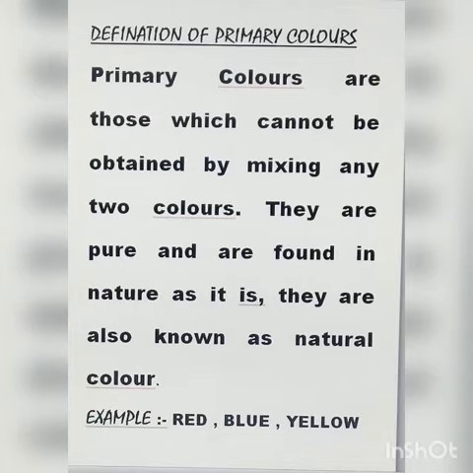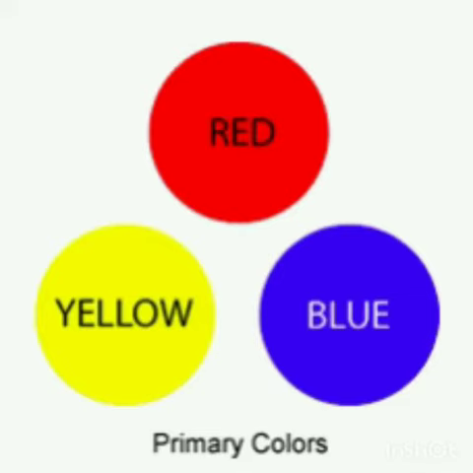Primary colors are those which cannot be obtained by mixing any two colors. They are pure and are found in nature as they are, so they are called primary colors. There are three primary colors: number 1 red, number 2 blue and number 3 yellow. For this you have to mark 3 circles on your sheet, maximum 2 inches, and fill red color in the first circle, blue in the second circle and yellow in the third circle.